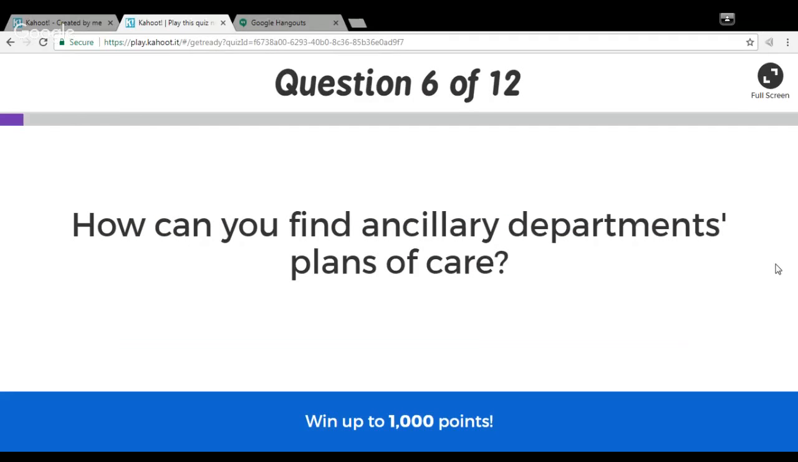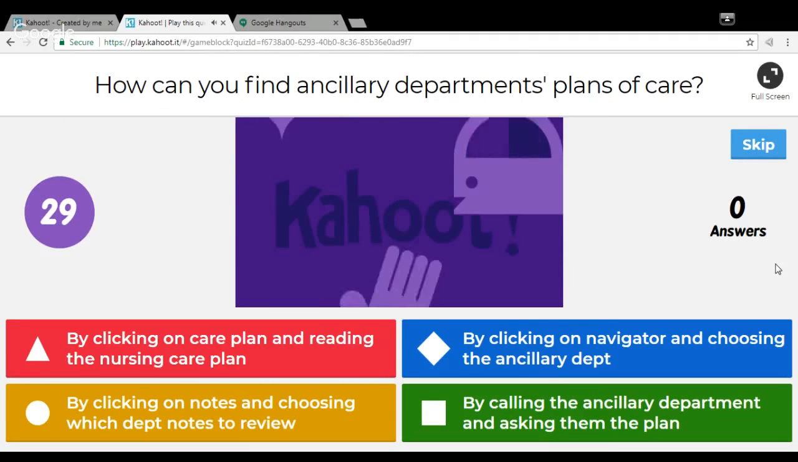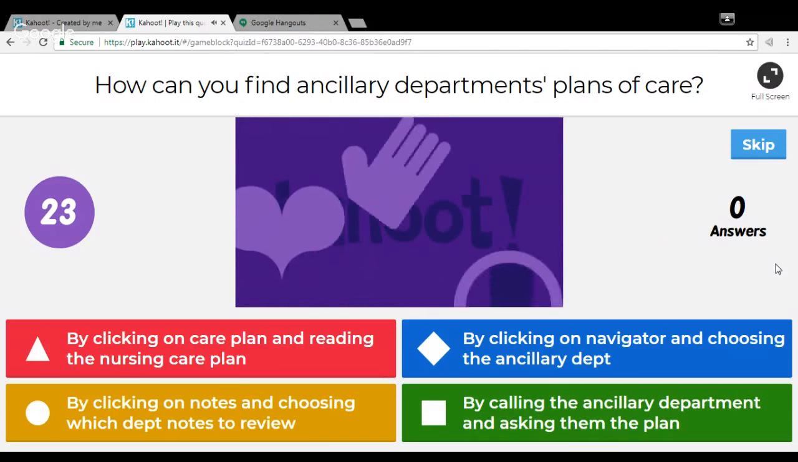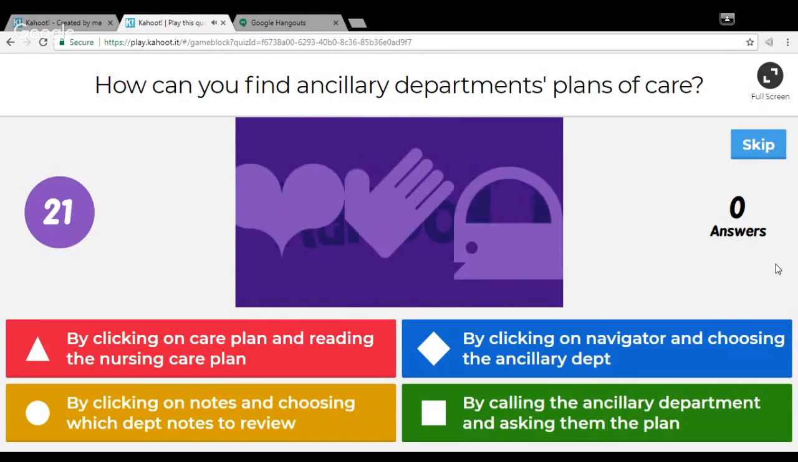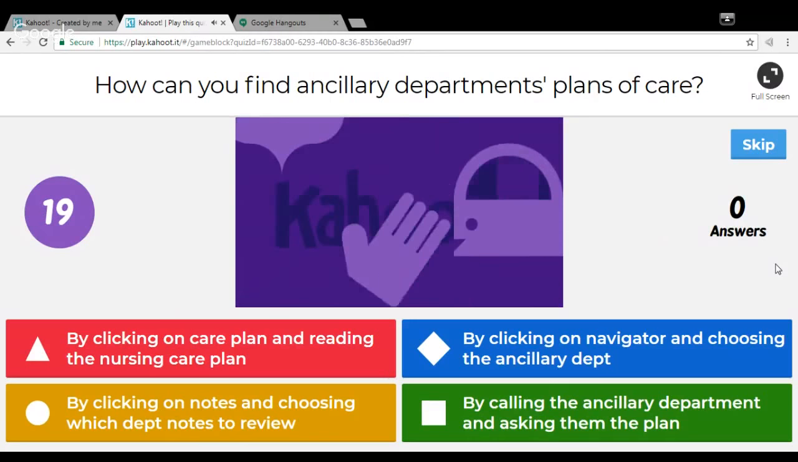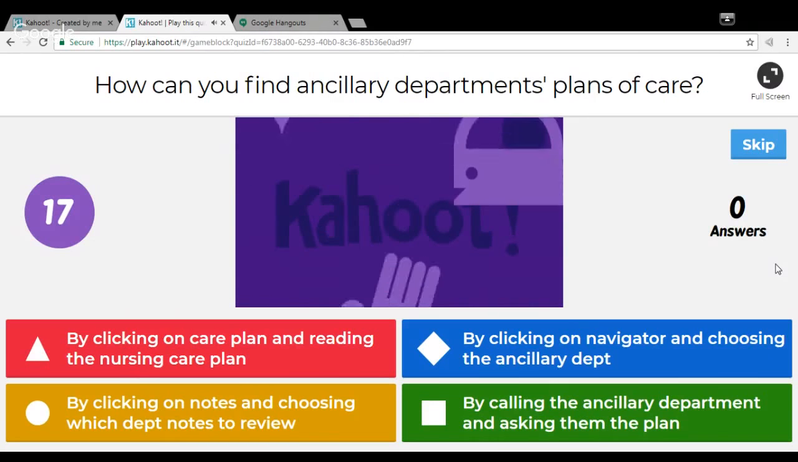Your next question, Q6. How can you find ancillary departments' care plans? Do you find it by clicking on the care plan and reading the nursing care plan? Do you find it by clicking on the notes and choosing which department notes to review? Do you find it by clicking on the navigator and choosing the ancillary department? Or by calling the ancillary department asking them for the plan? Now, who knows this one?